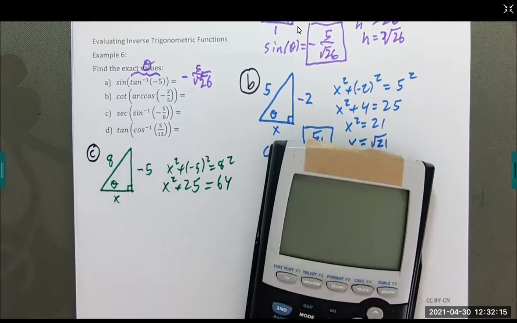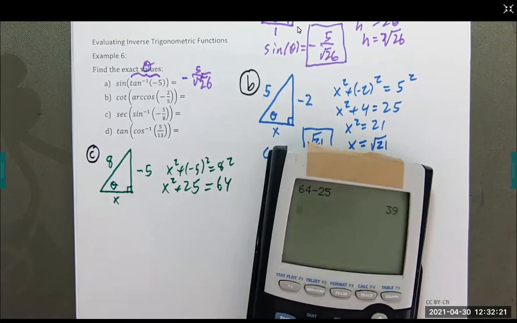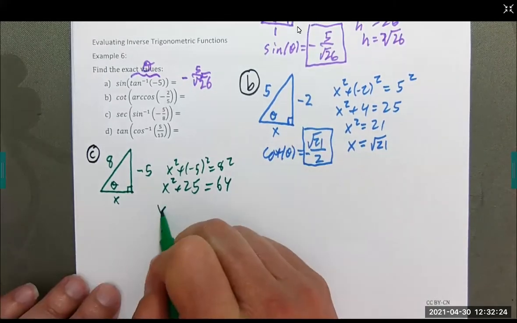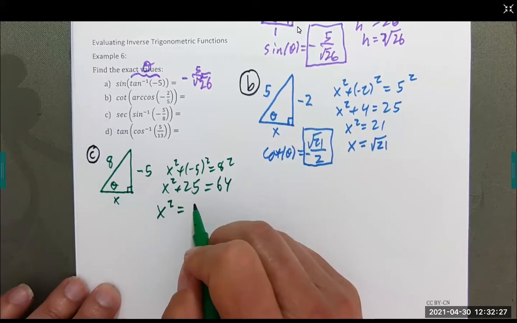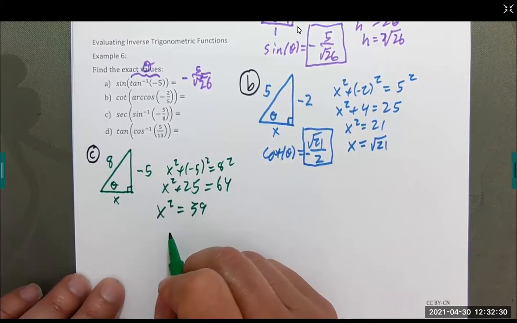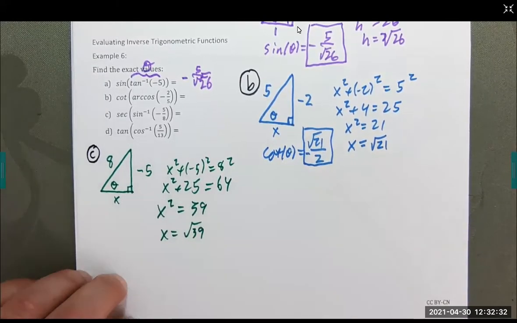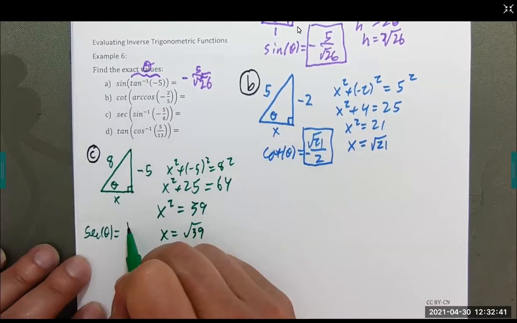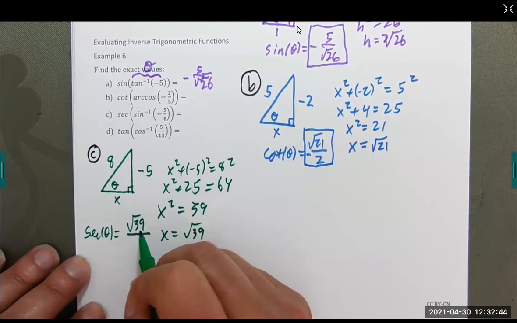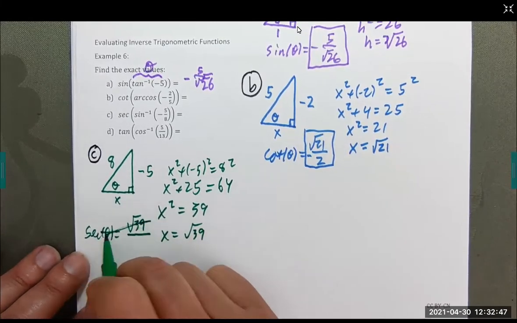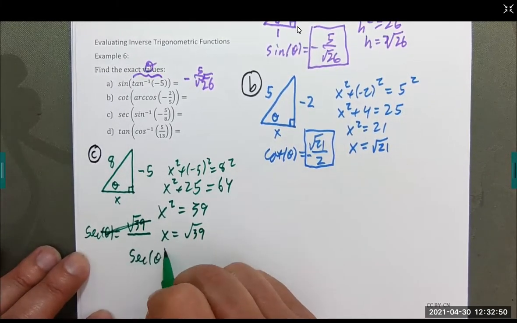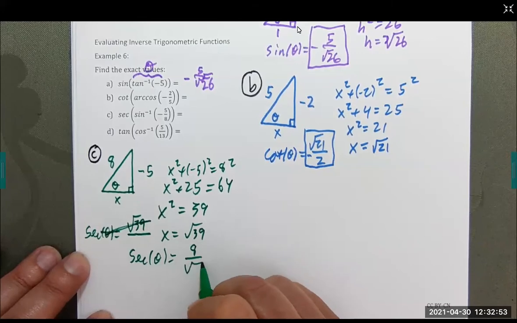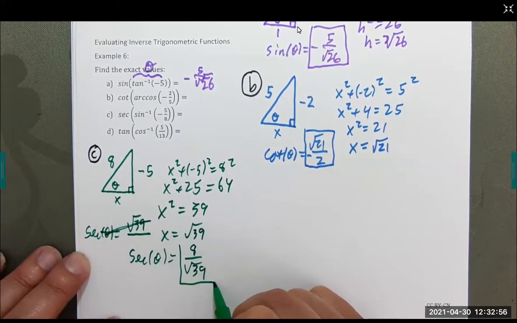And 64 minus 25, 39. So x squared equals 39. So x is a positive root 39, which means, of course, that secant of theta is the adjacent root 39 over the, I have that upside down. I was doing cosine. So secant theta is going to be the hypotenuse, 8 over root 39. And again, you may have to rationalize that.